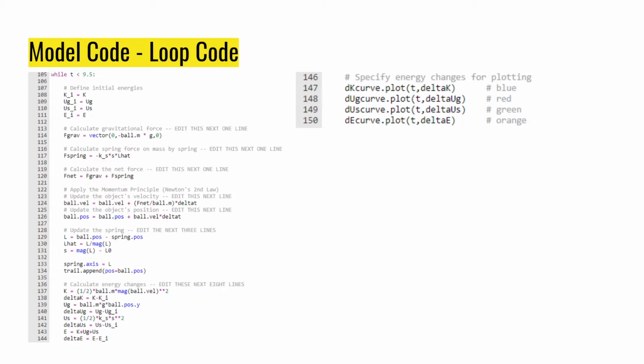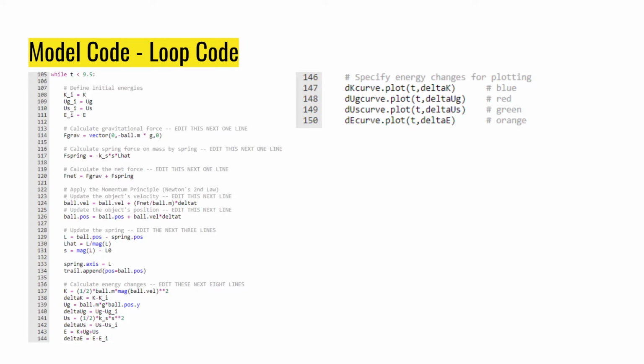The loop code is for the duration of the tracker data, which was 9.5 seconds. First, I defined the initial energies, then I defined the forces in the system. Force gravity is equal to the vector negative mg in the y direction. The spring force is equal to negative ks times s times l hat, and the net force is the sum of those two. Next, we have the velocity and position update formulas, as derived from Newton's second law.